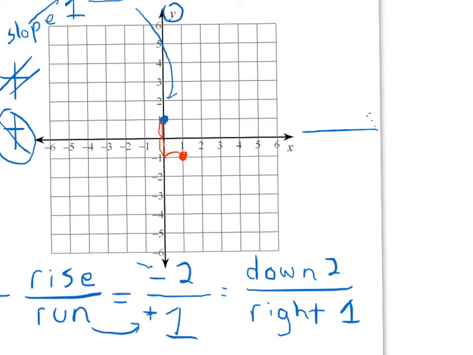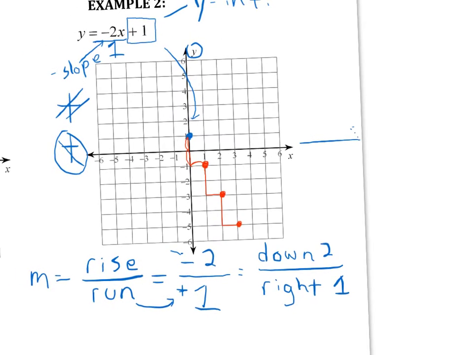Guess what? You can keep going. I'm going to go down 2 again and right 1. Keep going the entire length of the graph. Down 2, right 1. Can I go any further? Can I go down 2 more? No, because you'd be off the graph, right? We don't need to go off the graph. So far I have that. We're off to a good start.